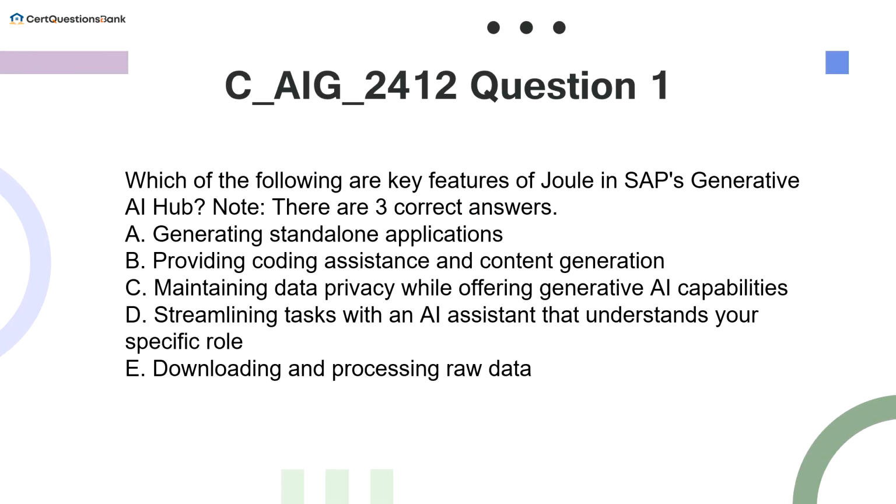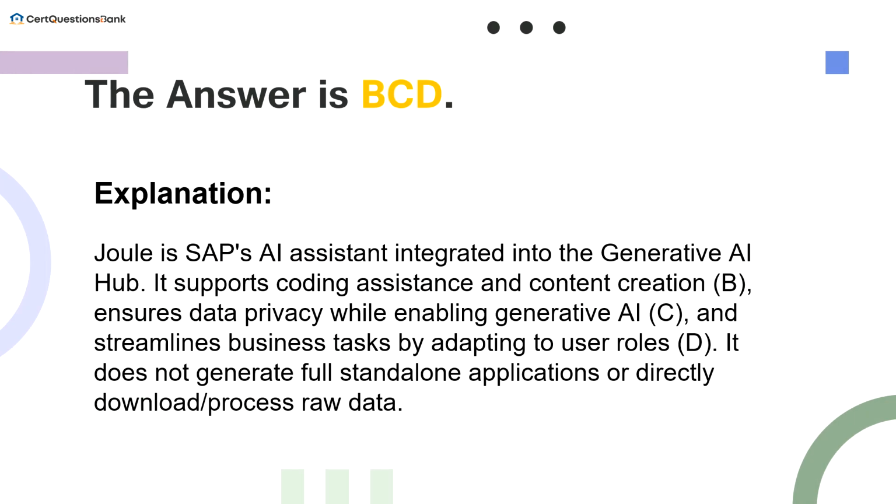Which of the following are key features of Joule in SAP's Generative AI Hub? Note: there are 3 correct answers. A. Generating standalone applications. B. Providing coding assistance and content generation. C. Maintaining data privacy while offering generative AI capabilities. D. Streamlining tasks with an AI assistant that understands your specific role. E. Downloading and processing raw data. The answer is B, C, D.